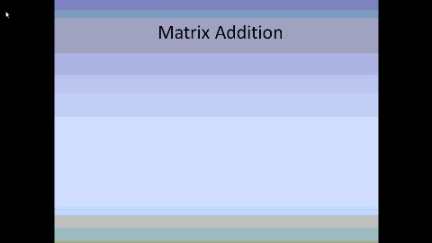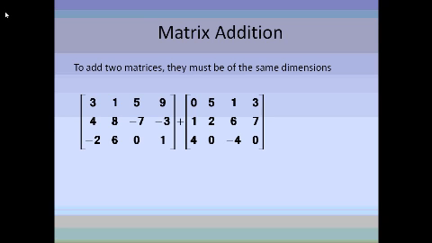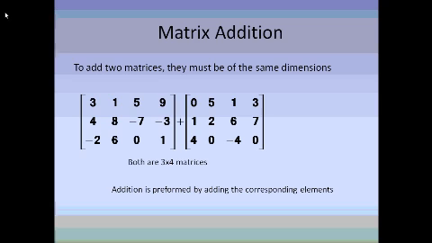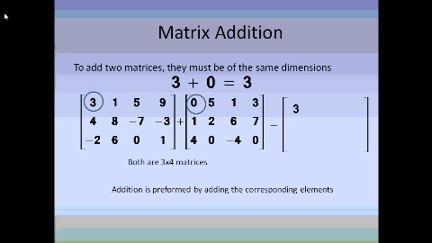Matrix addition. 2 matrices can be added together, but only if they have the same dimensions. For example, here are 2 matrices. Both are 3 by 4. Therefore, they have the same dimensions and can be added together. Addition is performed by adding the corresponding elements. To find the element in the first row of the first column, we must add the corresponding element in the first matrix, which is 3, and the second matrix, which is 0. We add these 2 numbers to get 3. Therefore, the element in the first column of the first row is 3.